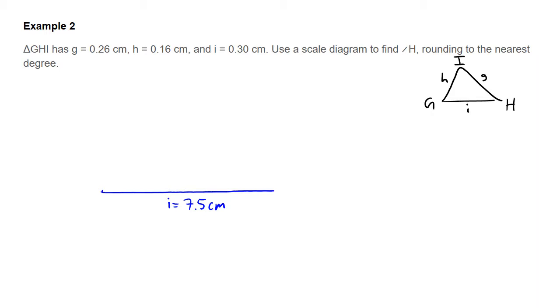Now let's do another side. I'm going to go with side length G, which is 6.5 centimeters. Oh, but I don't have an angle to go off. And because I'm not given any angles in this problem, all I can really do is guess. So I'm just going to try one here.